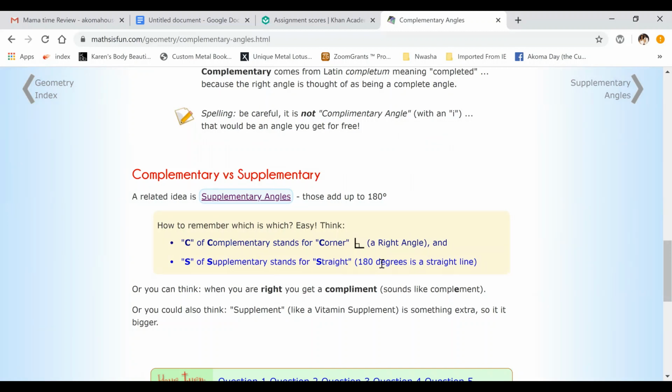I would go with this little yellow box that they have. C is complementary and corner and 90. S is supplementary and straight. And just say that a couple of times to myself, or write it down a couple of times, or do both.